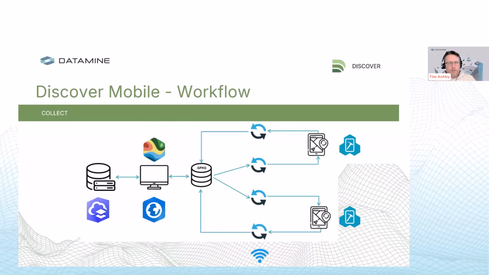This is a typical workflow for Discover Mobile. You'll have your centralized server. You pull the data down onto your workstation. Then you have this GPKG, the GeoPackage, which is what we use for the Discover Mobile project. That can be sent out to one or multiple devices. Years ago, it was only one-to-one. Now it's one-to-many, and we also resolve conflicts as they come back. So it's like a round trip: you go from the desktop to the field to desktop, and then back to the server if you need to.